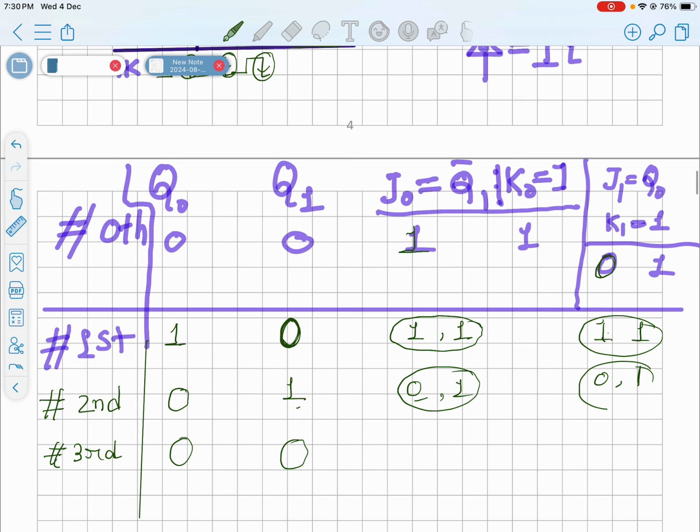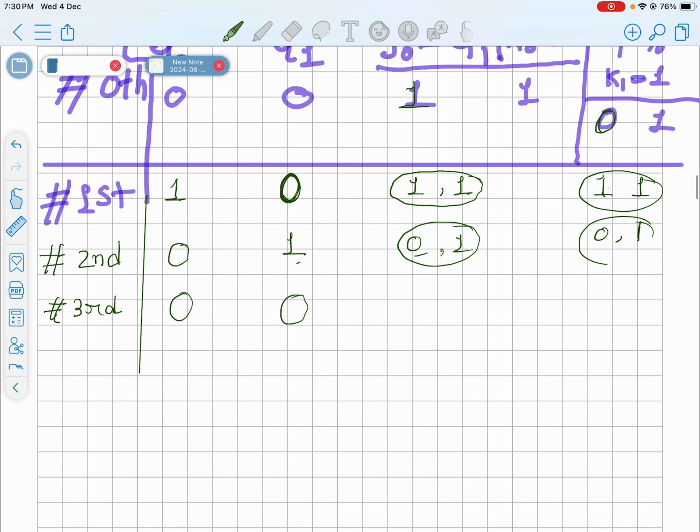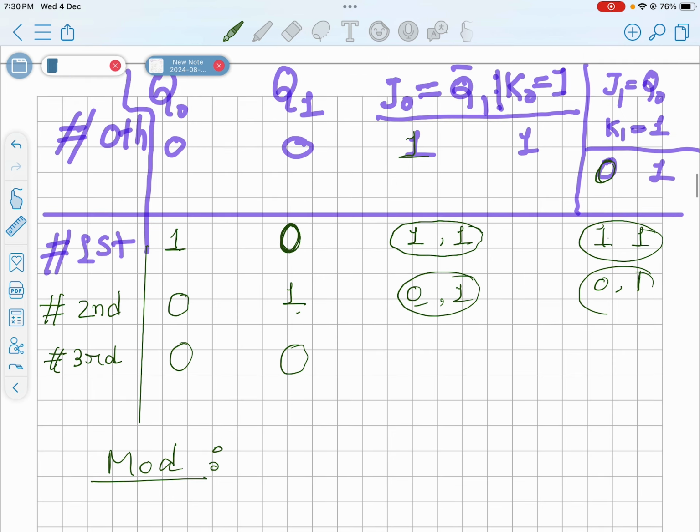Now see, we have to find the mod. In the asynchronous counter also we discussed how to find the mod from the table. See, this state is repeated, so we will not count the repeated state. So what will be the mod? 1, 2 and 3, these 3. So the mod value is 3. This is the answer.